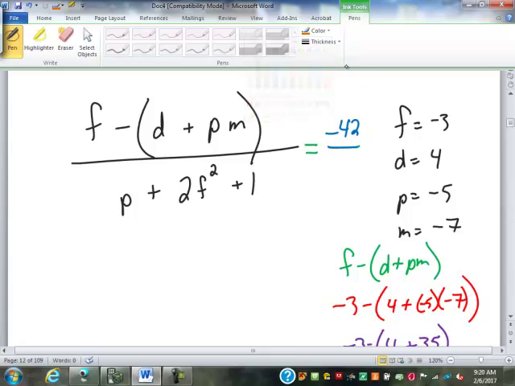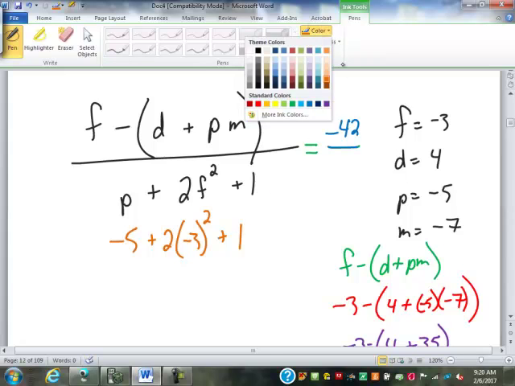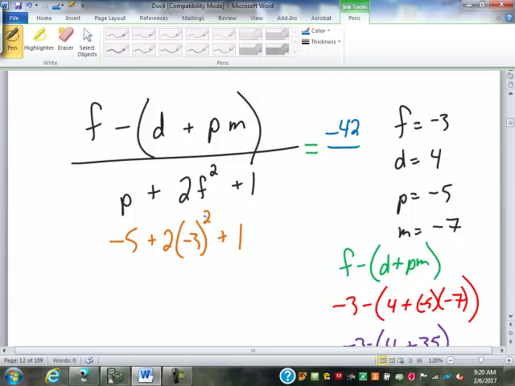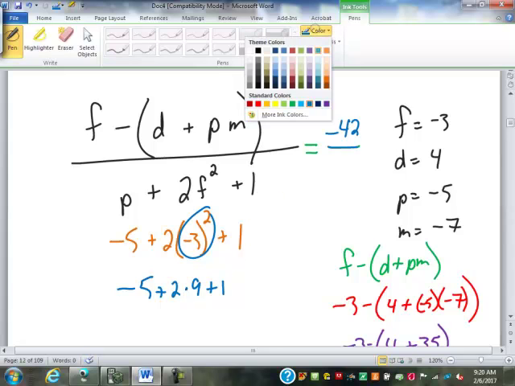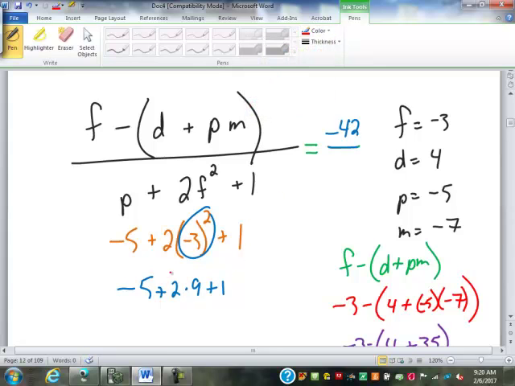On bottom, what has to happen? What do we do? P is negative 5. 2 times negative 3, and that's squared. Of course, plus 1. Then what? Negative 3 squared is 9. And then 2 times 9 is 18.